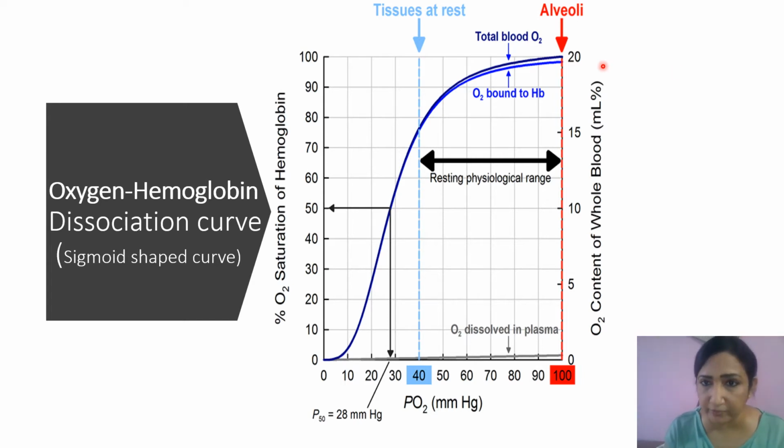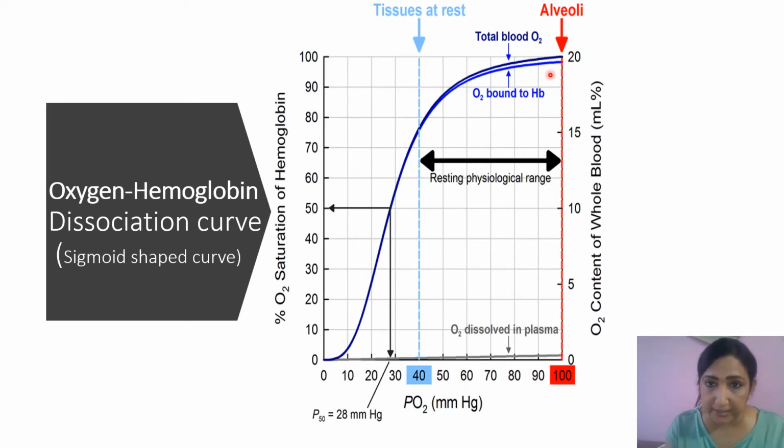We have to start from this level. You see here, in the alveoli the partial pressure of oxygen is 100 millimeters of Hg. At that level the percentage saturation of the hemoglobin is obviously 100, but it doesn't stay so, because the percentage saturation decreases to 97 because of the physiological shunt.